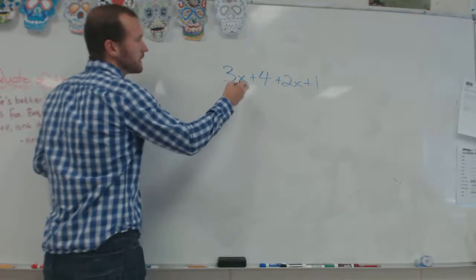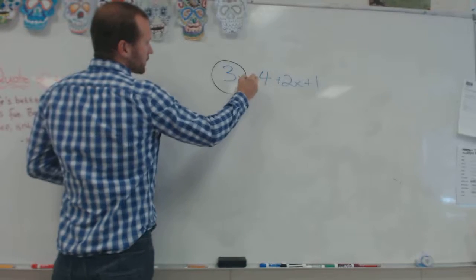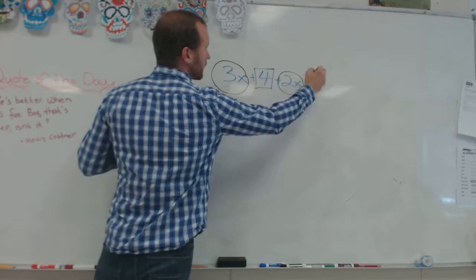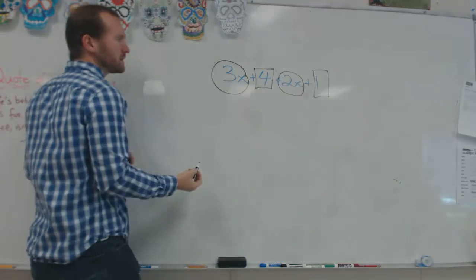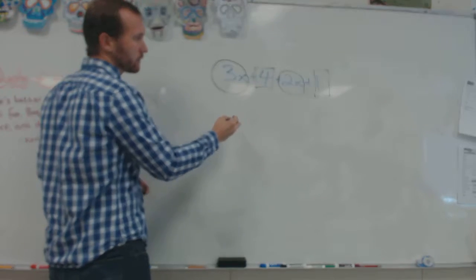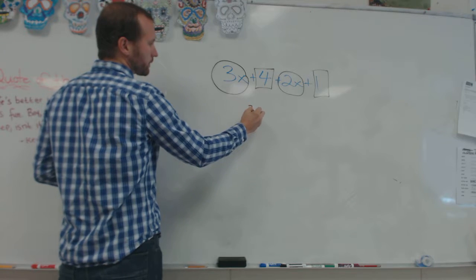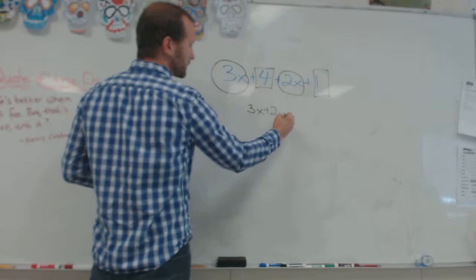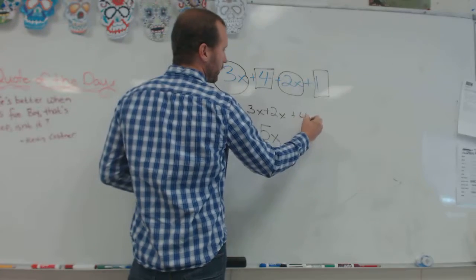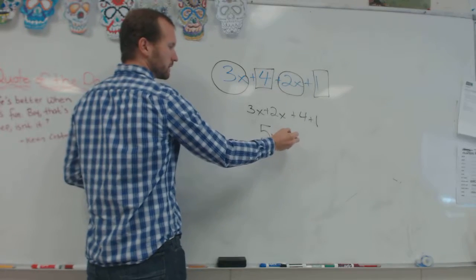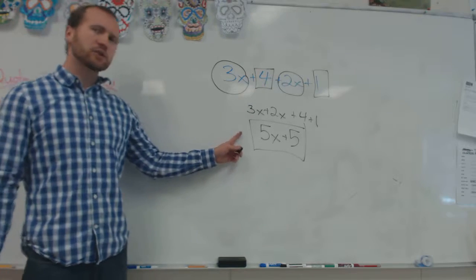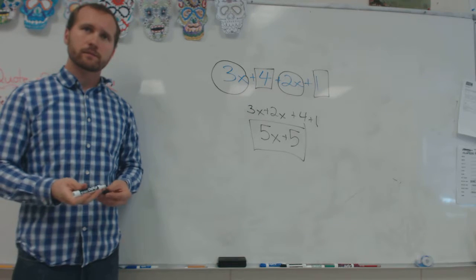One strategy for doing this is you circle all of the terms that have x's, and then you box all of the terms that are constants. So in this case, I have 3x and 2x. How many x's do I have? What's the coefficient on my x term? 3x plus 2x is going to be 5x, and then I have a 4 and a 1, which is plus 5. So my final simplified expression is 5x plus 5. Yep, that's what I got.